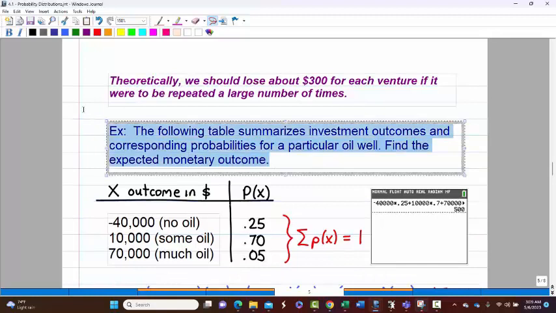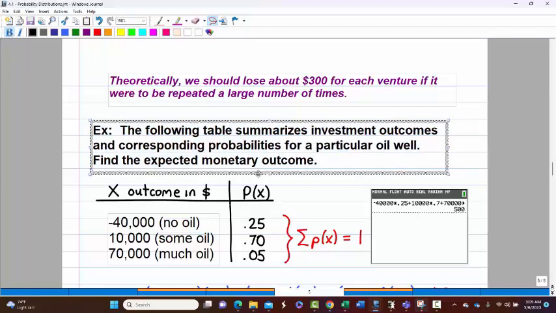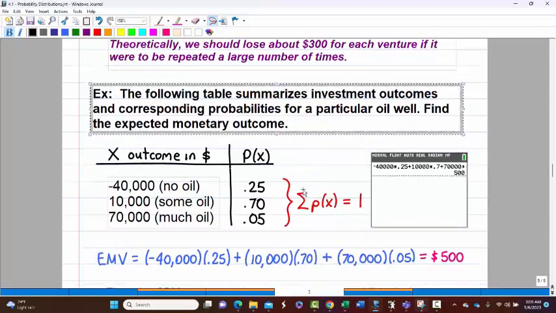This example came from another book here. It's kind of interesting because there's no real definition of what no oil, some oil, much oil means, but that doesn't affect the problem, so it's not that big a deal.